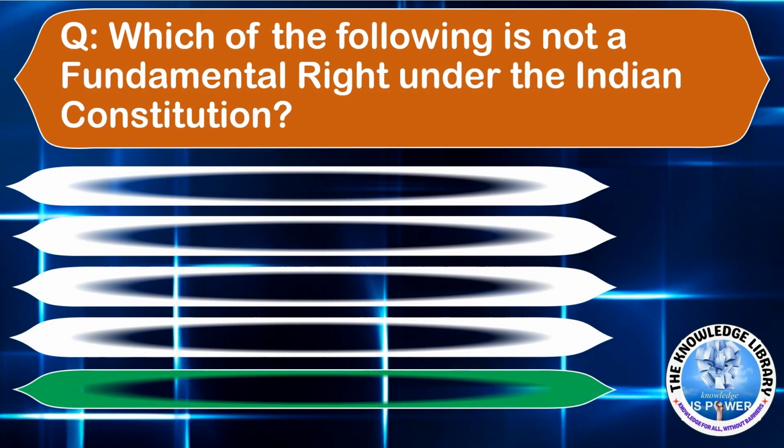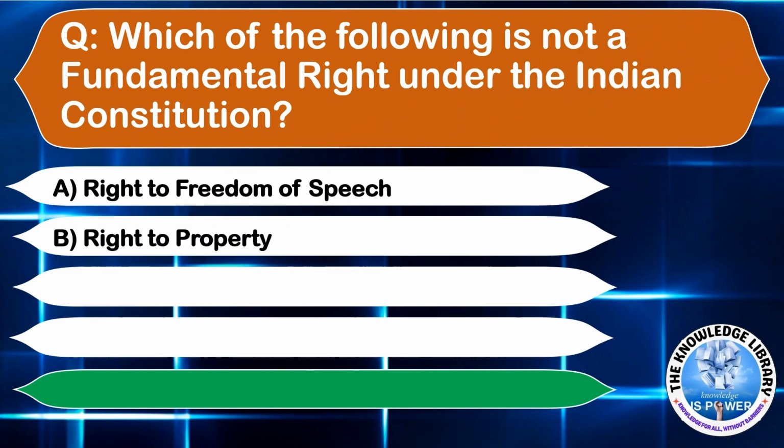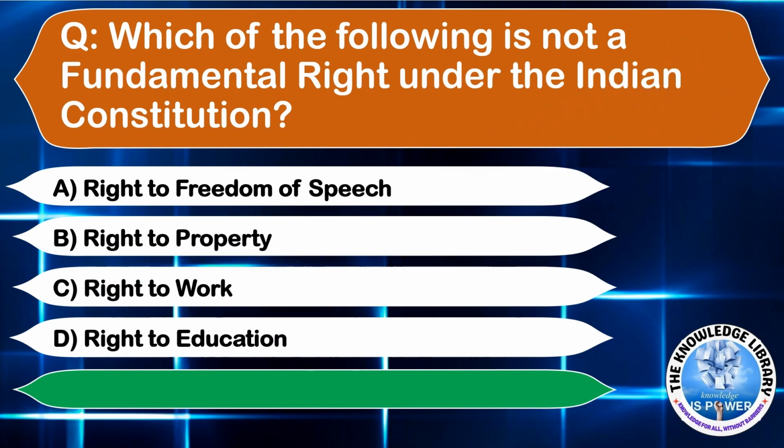The next question is, which of the following is not a fundamental right under the Indian Constitution? Option A, right to freedom of speech. Option B, right to property. Option C, right to work. Option D, right to education. Correct answer is option C, right to work.